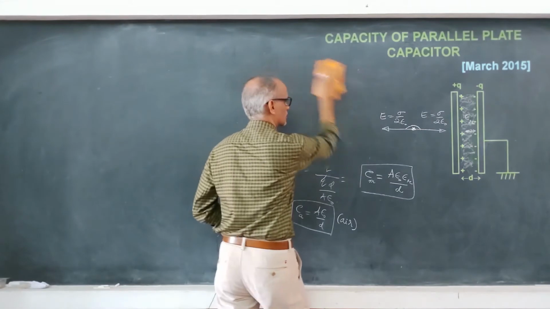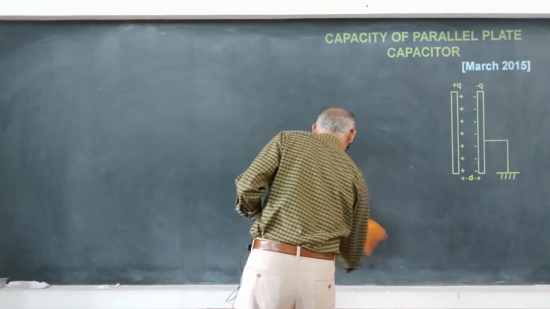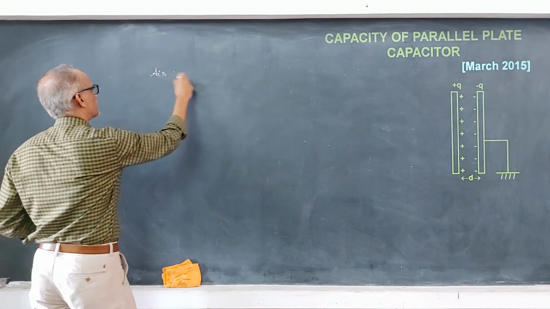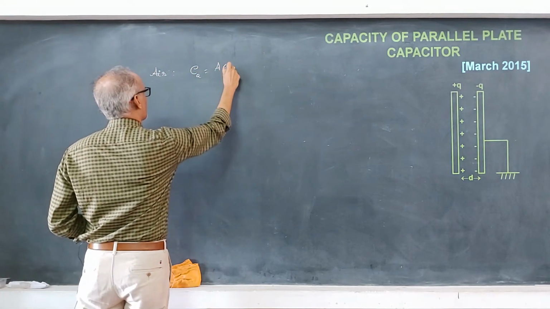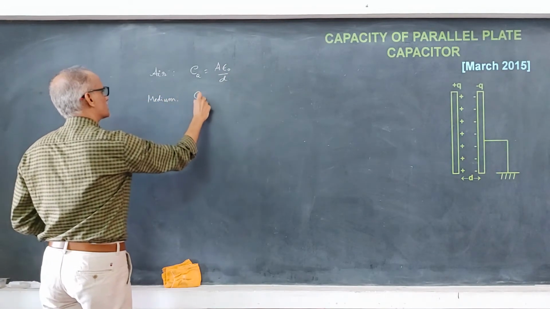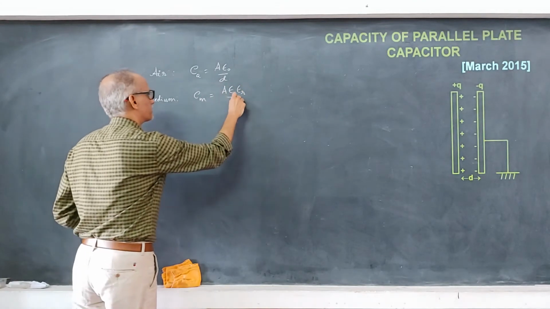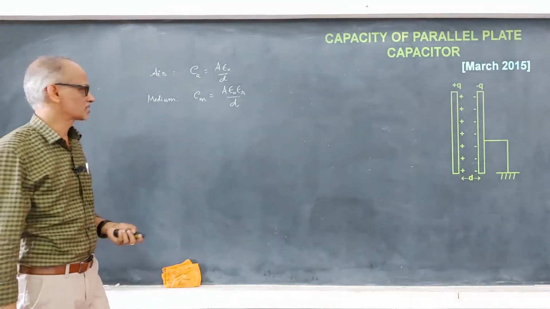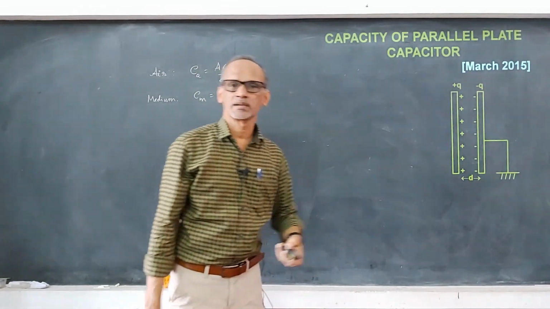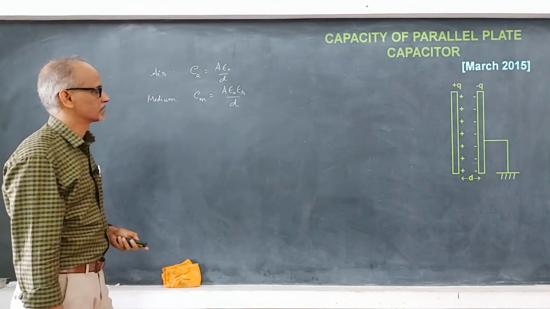So let me write the two equations here. The capacity of the capacitor with air as the medium in between is given by Ca is equal to A epsilon naught by d, and in a medium, Cm is equal to A epsilon naught epsilon r by d. So these are the two important expressions based on which we are going to solve numericals later. This derivation has appeared once in the exam, March 2015. So that's why this is an important derivation. Hope you have understood the derivation.